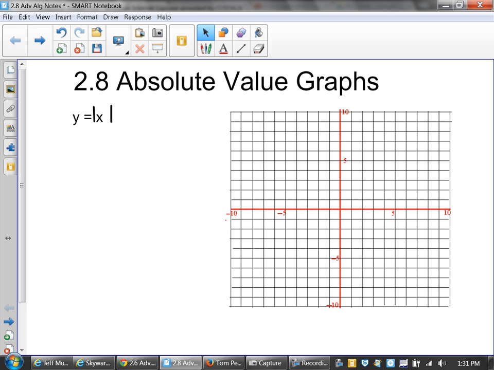What I want to do is remind you of how you started to learn how to graph just about anything. The very first time you graphed, you always made a table. And when you made your tables, you always picked a couple numbers that were positive, a couple numbers that were negative, and you also chose 0.